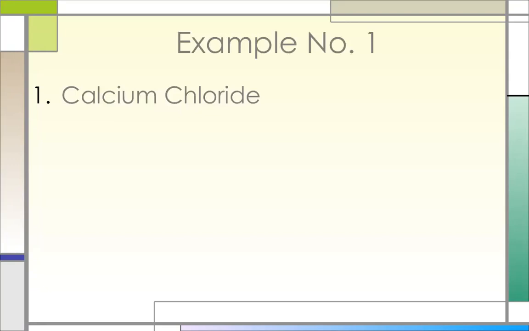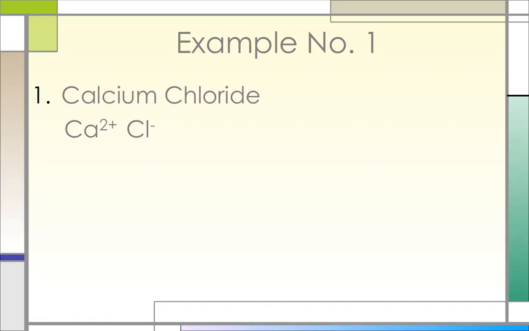Example number 1, we have calcium chloride. Remember the steps. First step, you have to write the formula of the cation and the anion. What is the formula of calcium? You have Ca2 positive, and the chloride is Cl negative. As much as possible, you have to memorize the monoatomic and the polyatomic ions in your periodic table. Not necessarily that you have to memorize, but if you could memorize, it's better.